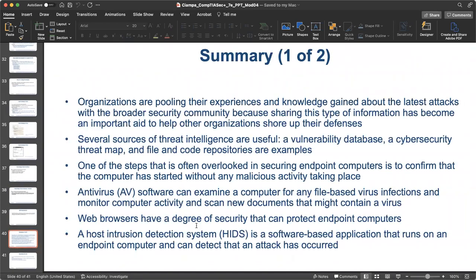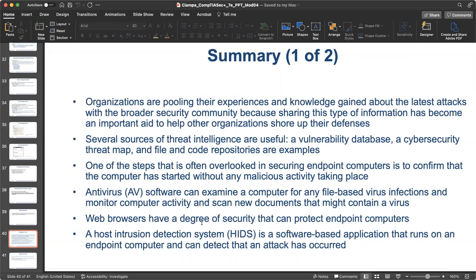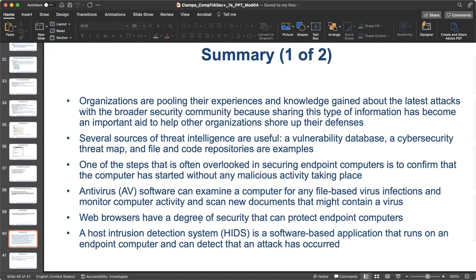So let's see what we did. We went through multiple points throughout this lecture, which is longer than the previous one so far. We talked about organizations pooling their experiences and knowledge gained about the latest attacks. They share that information in open source or closed source format, right? Providing threat intelligence, vulnerability databases, threat maps, and so forth.